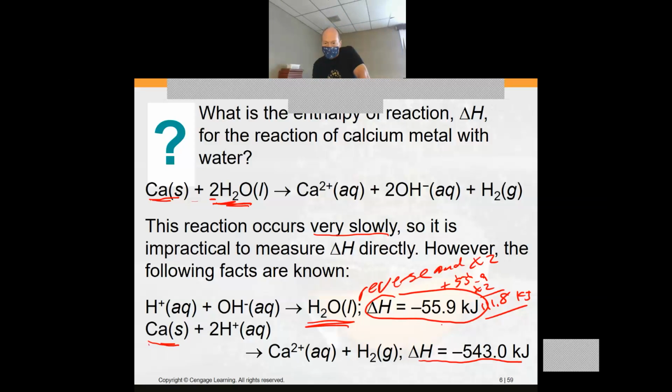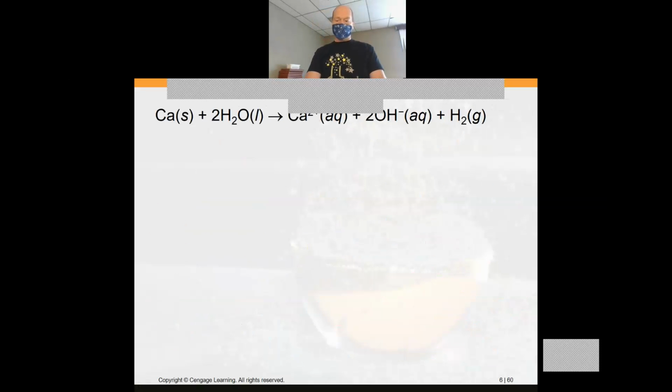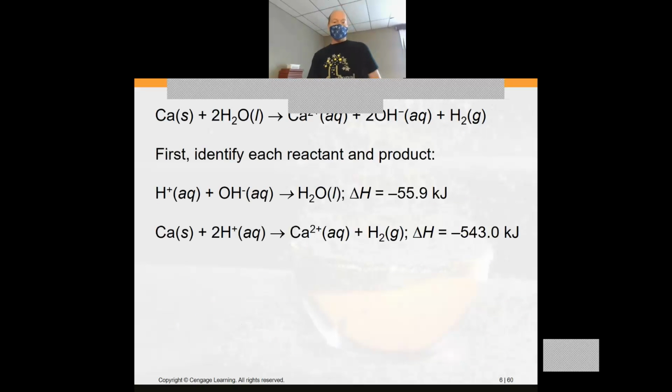And now we're going to take this 111.8 positive and this negative 543, add them up, and get our overall delta H for this reaction. All right.